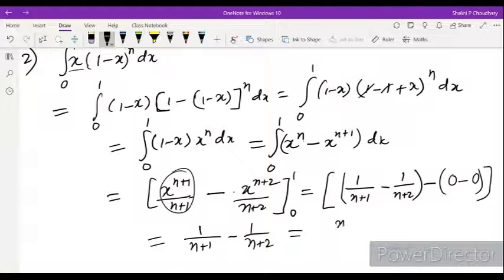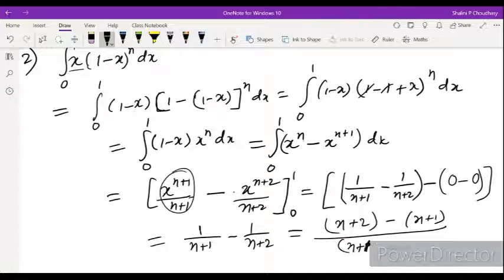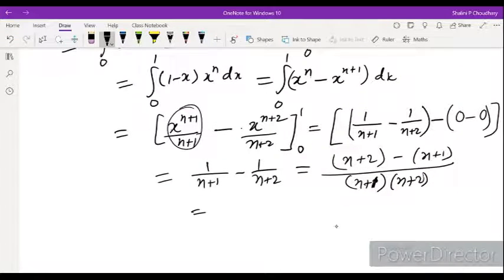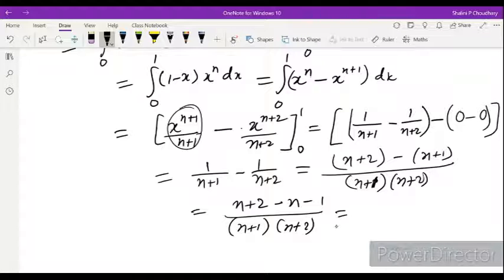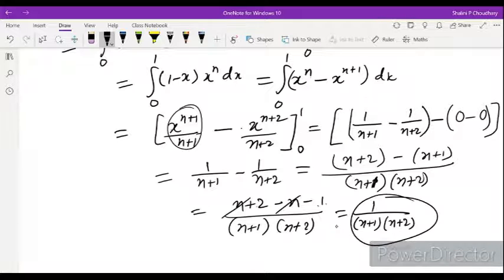Now what value we'll get? N will multiply this one. I'll say n plus 2 minus n plus 1 divided by n plus 1 into n plus 2. Okay, so what value we'll get? We'll get n plus 2 minus n minus 1 divided by n plus 1 into n plus 2. So n minus n will cancel, 2 minus 1 will be 1. So 1 upon n plus 1 into n plus 2. So this will be the value.